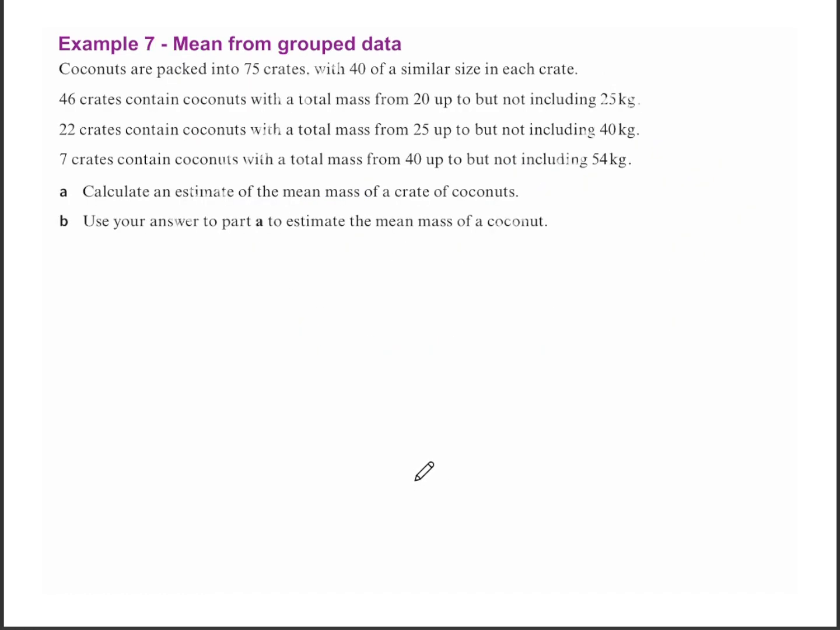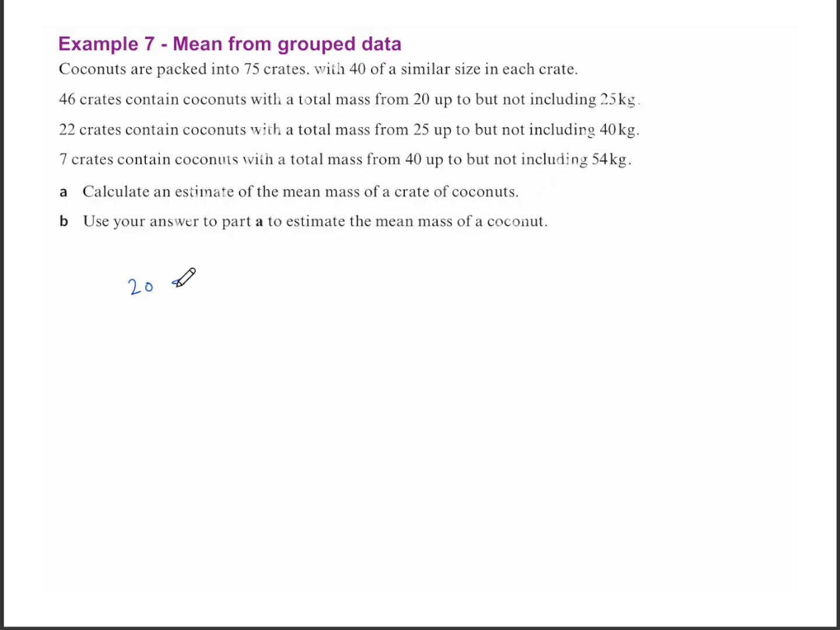In the next example, we're told that coconuts are packed into 75 crates with 40 of a similar size in each crate. 46 of those crates contain coconuts with a total mass of 20 up to but not including 25 kilograms. Then 22 of those crates contain coconuts from 25 but not including 40 kilograms. And 7 of those crates contain coconuts with a total mass of 40 up to but not including 54 kilograms. Therefore, what we have is this.